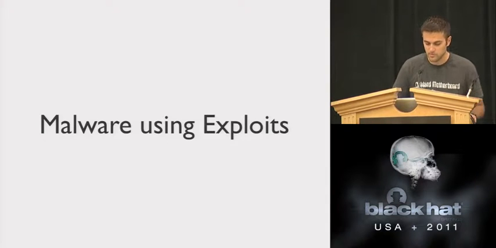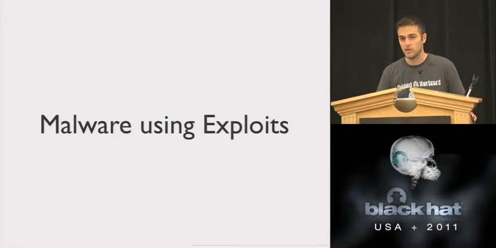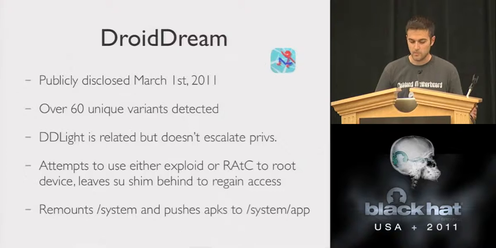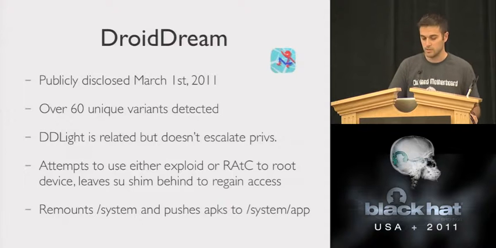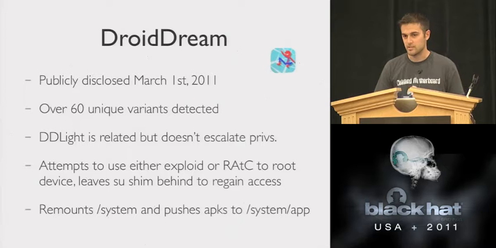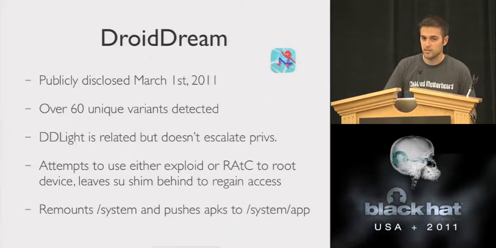So in the course of collecting lots of malware samples and whatnot, we have seen quite a few variants that have been using these exploits. One specifically that many of you may have heard of, it was a big news thing. It was one of the first ones that was discovered in the Android market. It's been called DroidDream. It was publicly disclosed on March 1st. And we've since detected over 60 different variants.